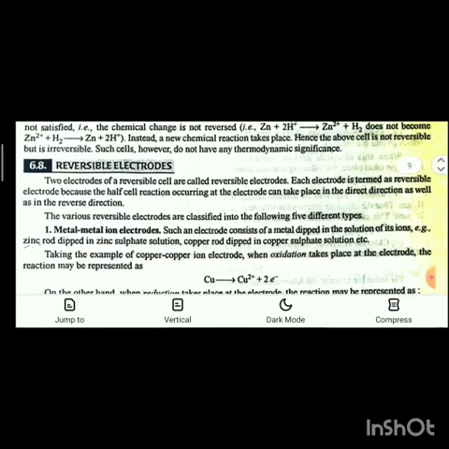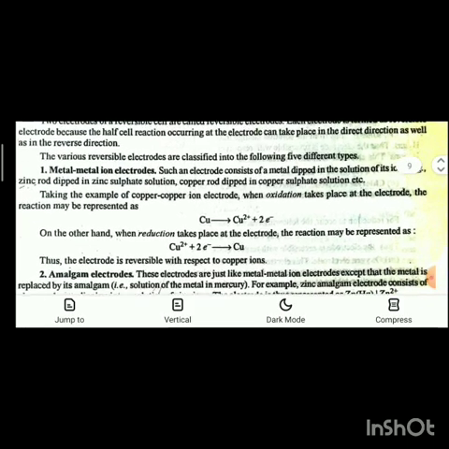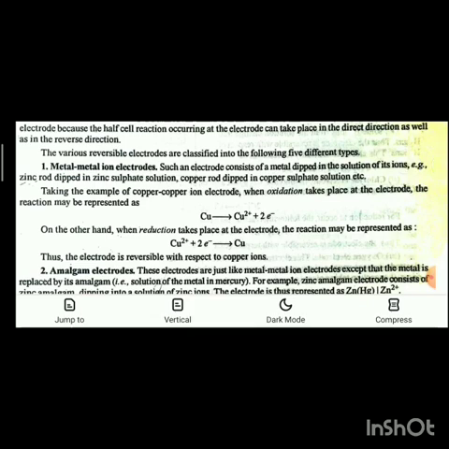Reversible electrodes. Two electrodes of a reversible cell are called reversible electrodes. Each electrode is termed a reversible electrode because the half cell reaction occurring at the electrode can take place in the direct direction as well as in the reverse direction. The various reversible electrodes are classified into the following 5 different types.